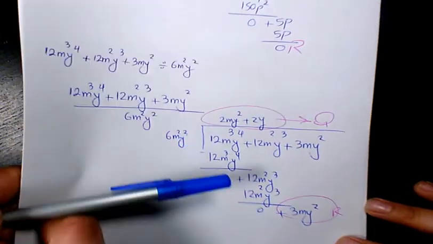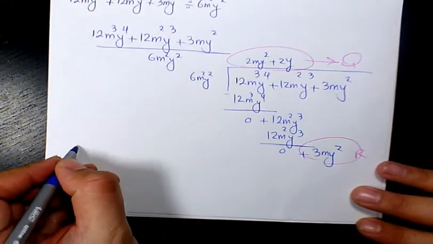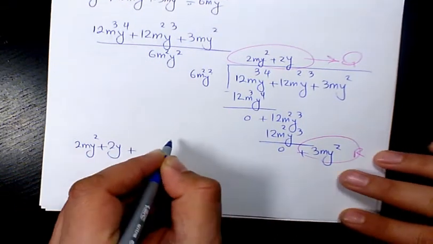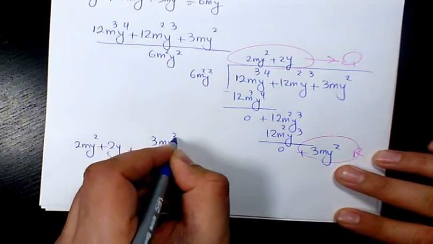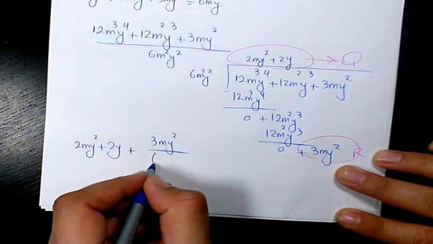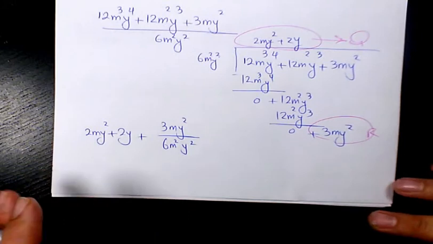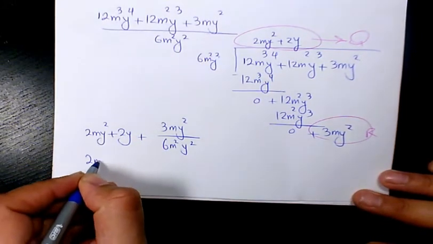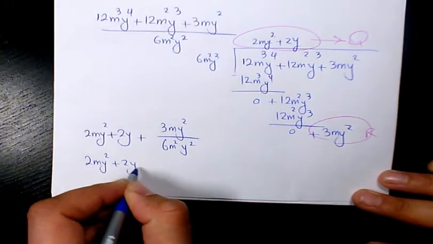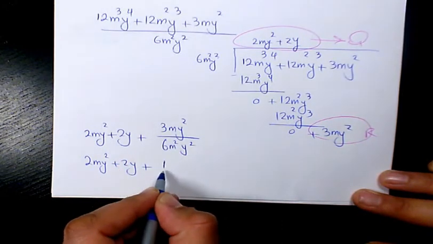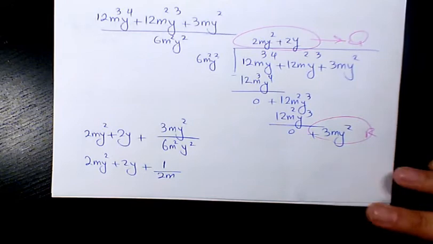So the answer is going to be 2my squared plus 2y plus 3my squared divided by divisor, which you can also reduce it. It's going to be 2my squared plus 2y plus 1 over 2m.